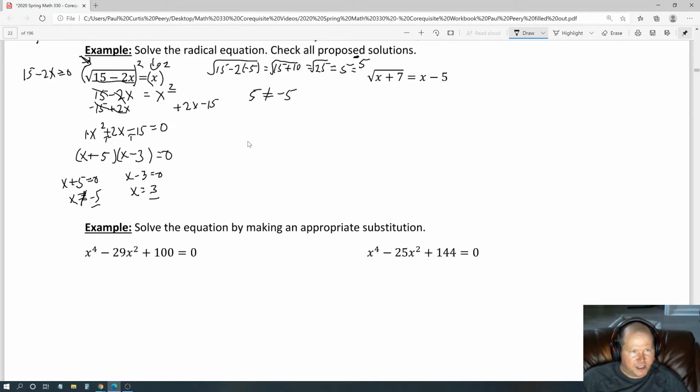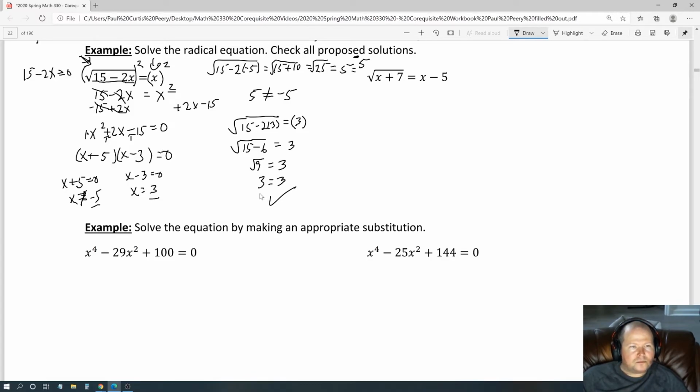Okay, let's try the 3. So we say 15 minus 2 times 3, and we set that equal to 3. That's the other side where we plugged it in, right? So now we say 15 minus 6 is equal to 3. 15 minus 6 is 9, the square root of 9 is equal to 3, and we would say 3 is equal to 3, which actually checks out.